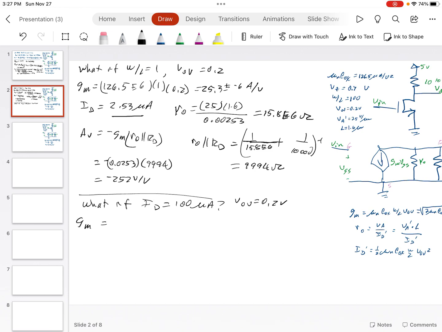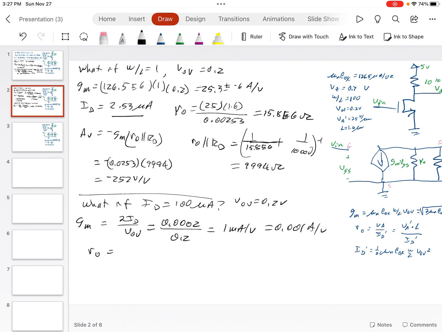Well, we need GM. Now we know that it's 2ID over V overdrive. That would be the way to calculate GM now. So that's 2 times 0.001 or 0.0002 over 0.2, and that equals 1 milliamp per volt, or 0.001 amp per volt.